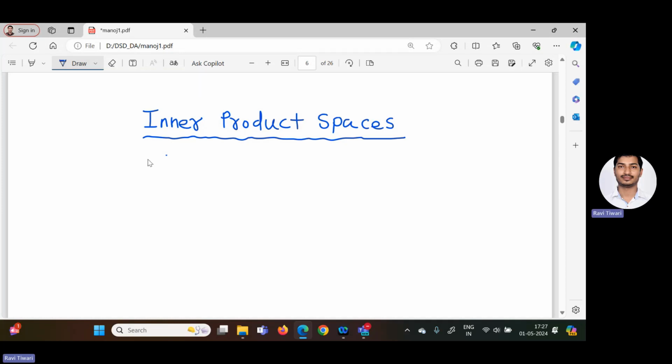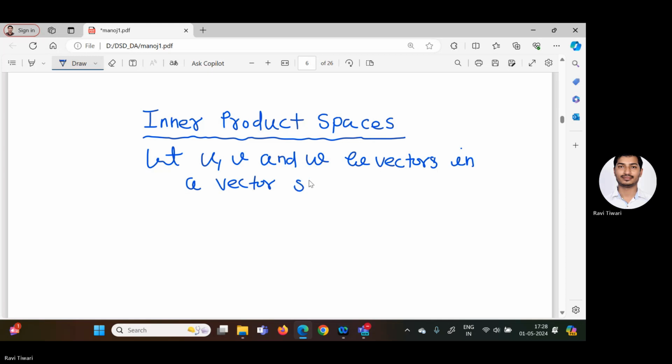So what is inner product space? Let U, V, and W be vectors in a vector space V. Then the inner product of two vectors U comma V, which can be represented in this bracket, is known as inner product space.